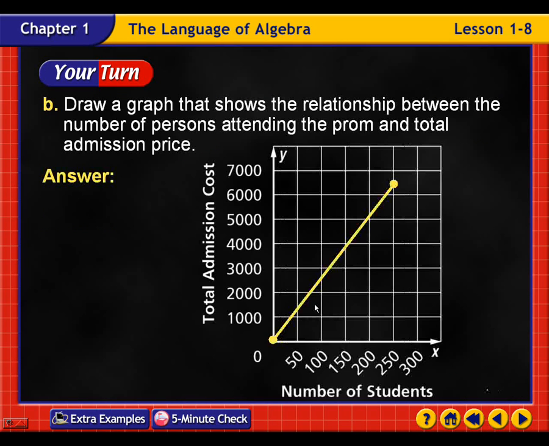Now we're going to draw a graph to show the relationship. Here's 0 students went, that would cost nothing, and then here's the maximum of 250 students for 6,250, and then draw a line in between.